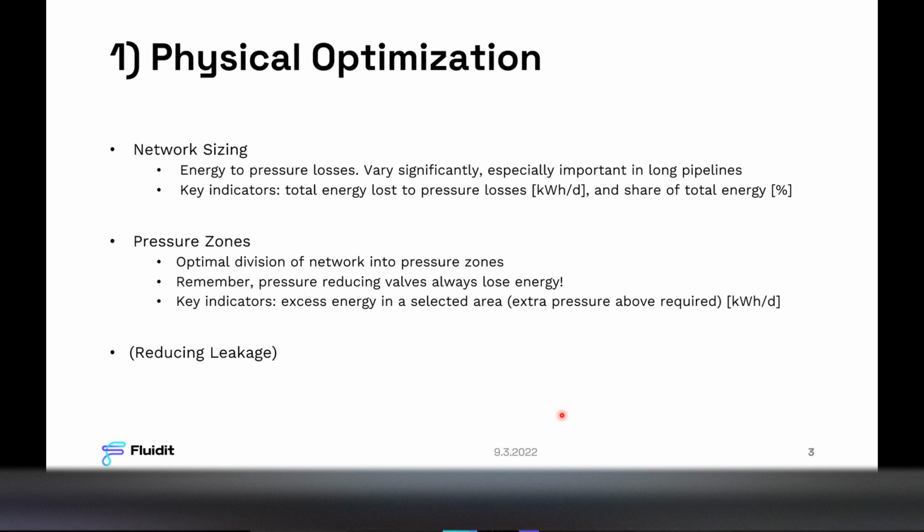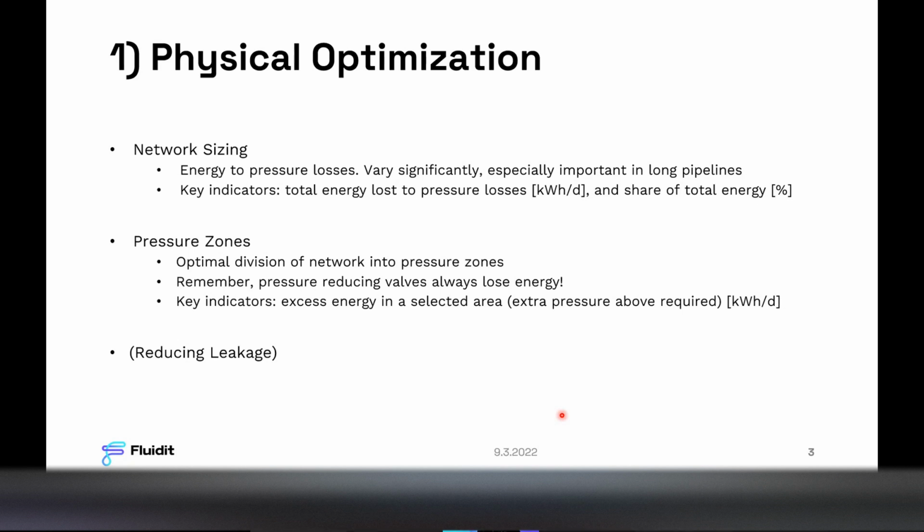One thing to remember, pressure reducing valves always lose energy. So yes, we can create lower pressure zones by using pressure reducing valves, but in energy sense, they are always losing energy. We have already done all that work to the water, and then we're just lowering the pressure down. Nonetheless, it has other benefits. So of course, it is sometimes a correct planning choice to make. But from the energy perspective, it's good to remember that that's always lost energy.